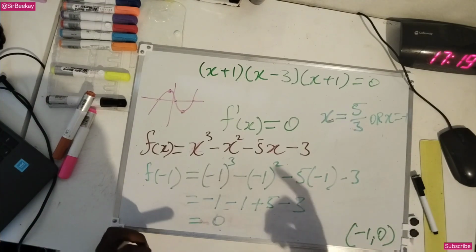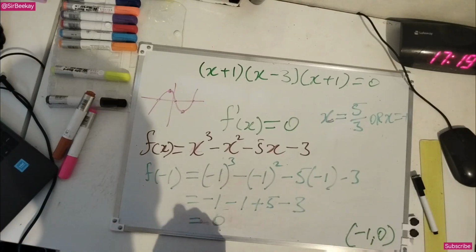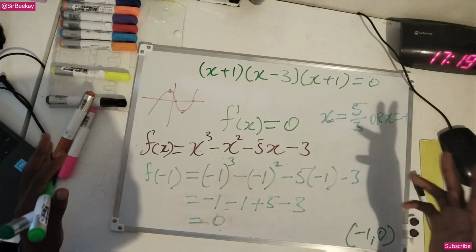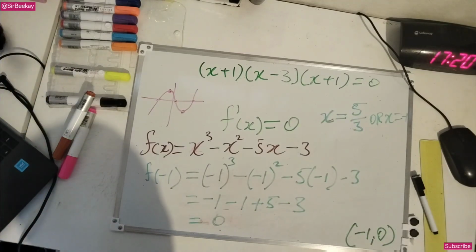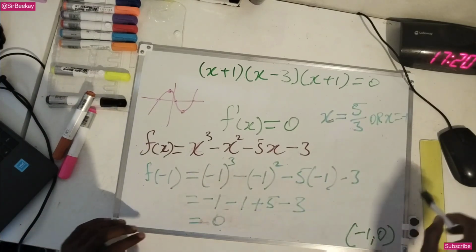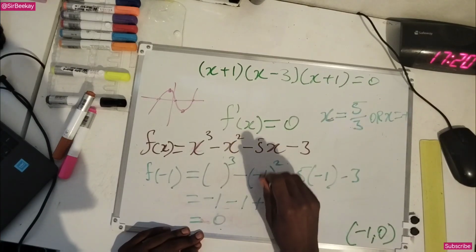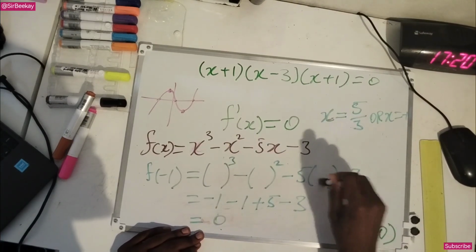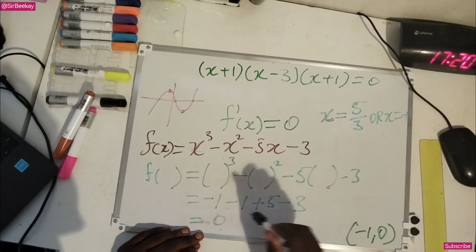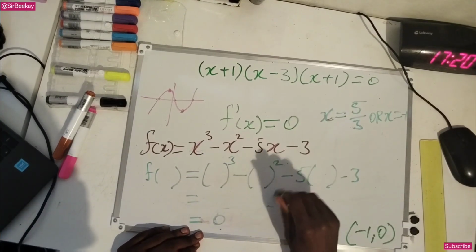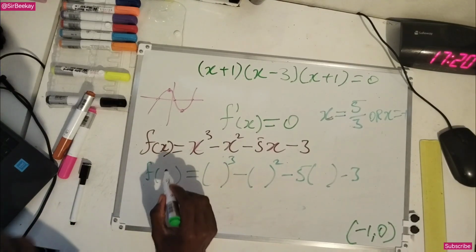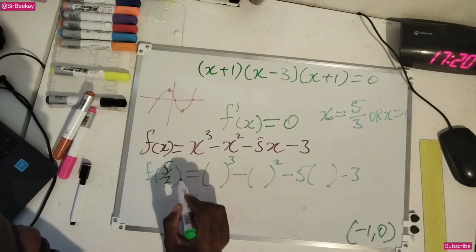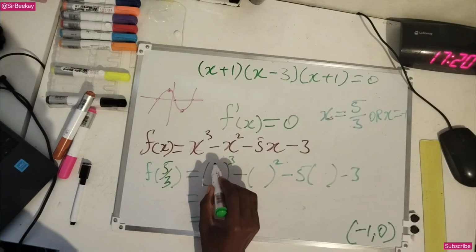But I can also see if I have gotten the other one, then I'll be able to spot, oh, this one is lower than this one, or higher than this one. Then I'll know this is my local minimum, this is my local maximum. So let us now put in the 5 all over 3, see what we get. 5 all over 3.